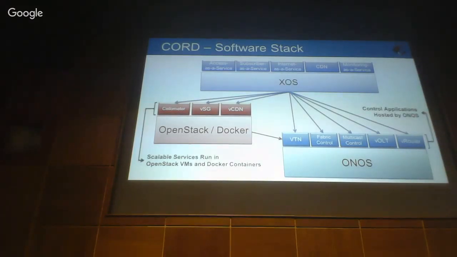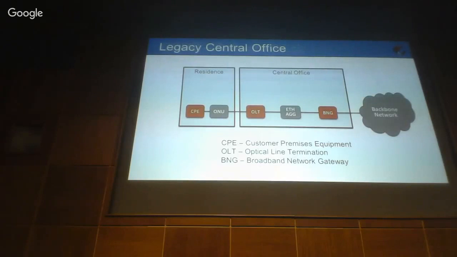Okay, so this is kind of the canonical representation of a central office. We have a residence where you have a CPE and an ONU, and then an OLT, Ethernet aggregation, BNG, and some upstream network. So in CORD, the idea is not to just replicate what is done today, but also to disaggregate these functions as much as possible.